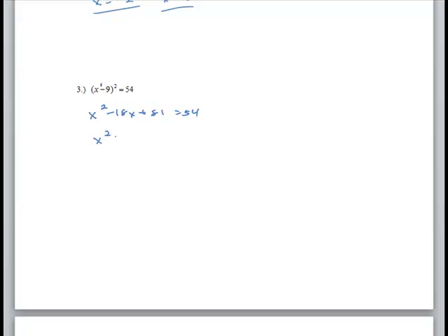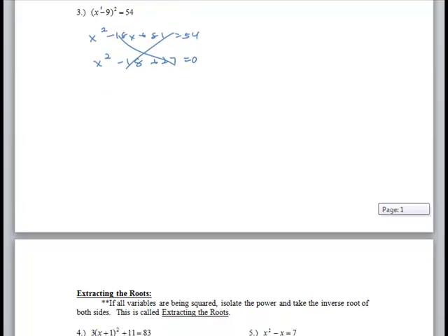Subtract 54 from both sides. X squared minus 18x plus 27 is equal to 0. Then we try and factor the left-hand side. However, in this case, we see it cannot be factored. So the factoring method does not always work, which means we're going to have to introduce some other methods for solving quadratic equations. We're going to introduce a few more methods for solving quadratic equations.